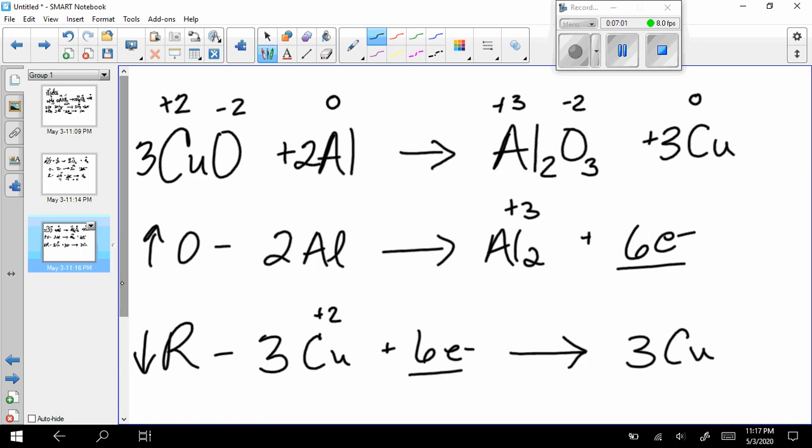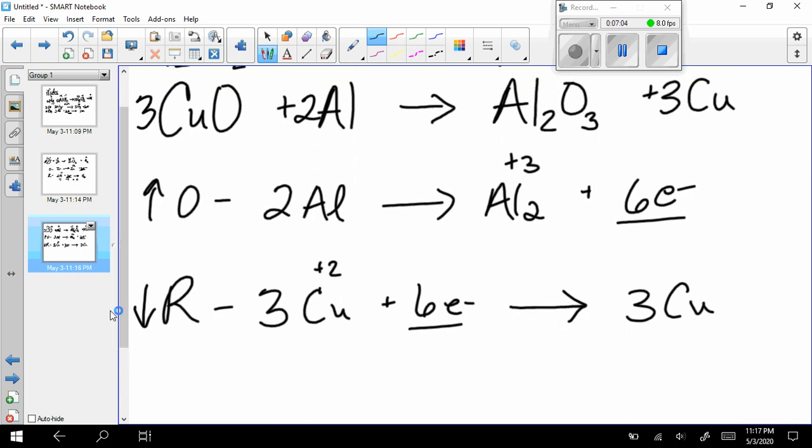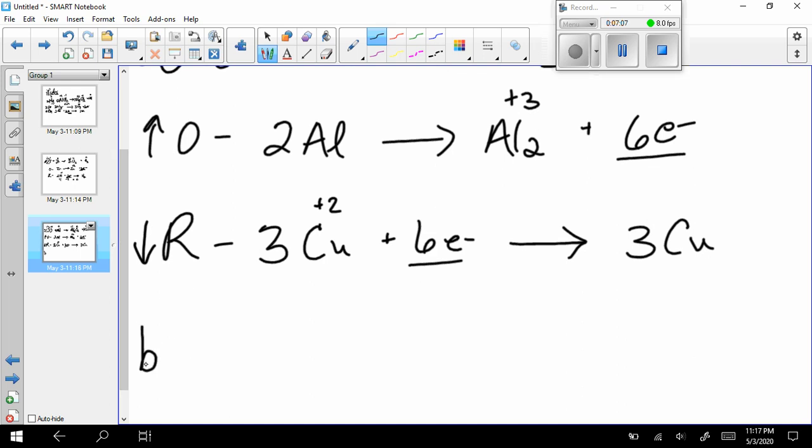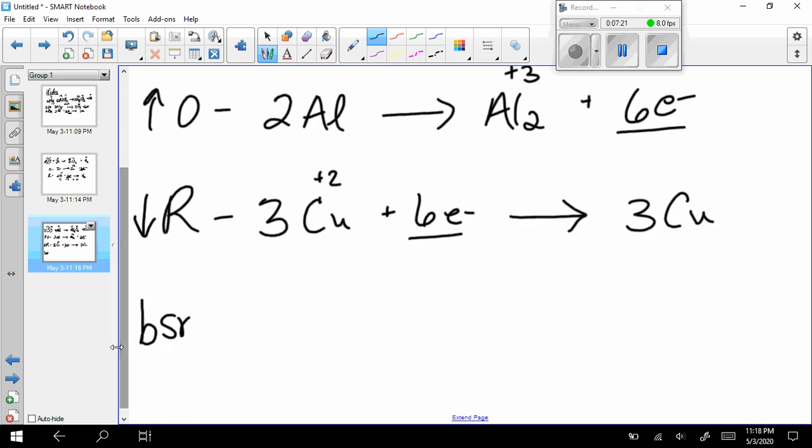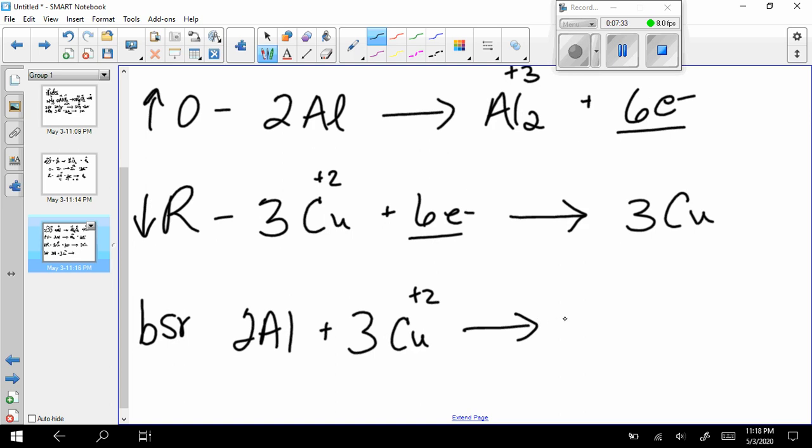Okay, so with this one, I'm going to show you the next step. The next step is to write a balanced skeleton reaction. A balanced skeleton is like bare bones. So all you do is you put these two together, and like oxygen was unaffected, so I'm going to leave it out. So I had 2 Als before the arrow. I had 3 Cu's at +2 before the arrow. And then the electrons on either side are going to cancel out. And then after the arrow, I had Al2 with a +3, +3 Cu's.